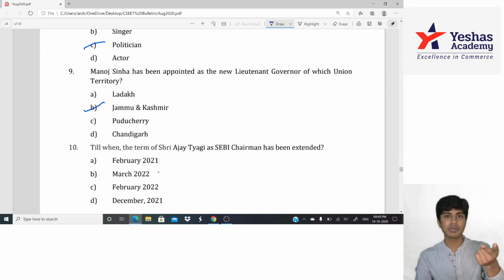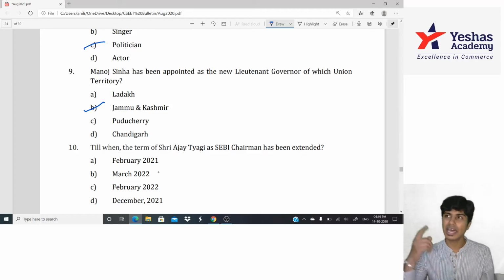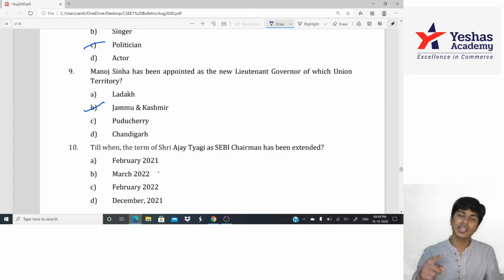After the abrogation of Article 370, Jammu and Kashmir as a state has been split into Jammu and Kashmir and Ladakh. Jammu and Kashmir is a union territory as well as Ladakh. Now, Jammu and Kashmir is a union territory with legislature. Ladakh is a union territory without legislature. If there is a union territory without legislature, then what would happen? They would have only a lieutenant governor. They would not have the chief minister. If it is a union territory with legislature, they would have a chief minister.